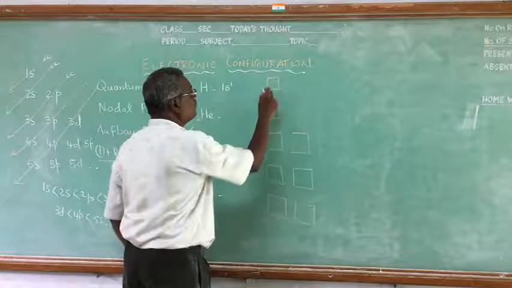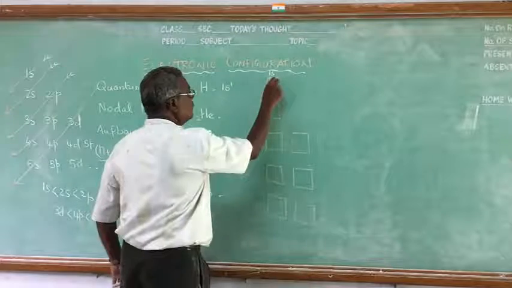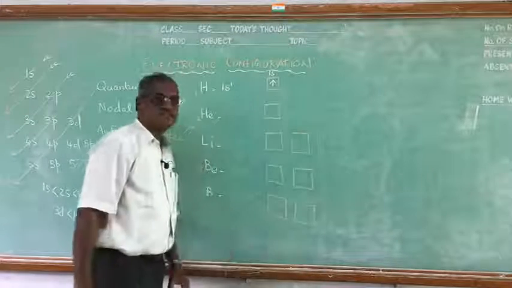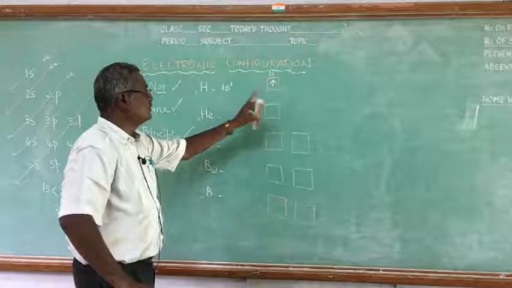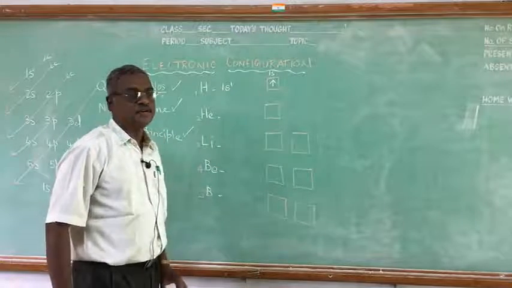The same thing we can represent by a box diagram. In the box diagram you put one box, and above the box you put 1s, inside 1s you put one electron. This is the electronic configuration. Both are electronic configuration. This is the box diagram. This is the ordinary way of representing.